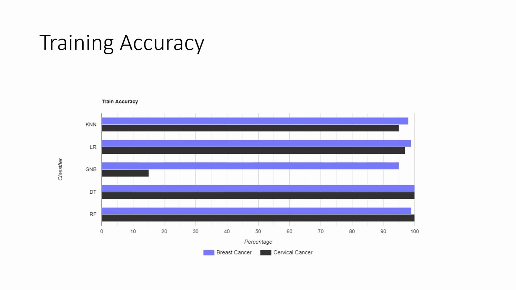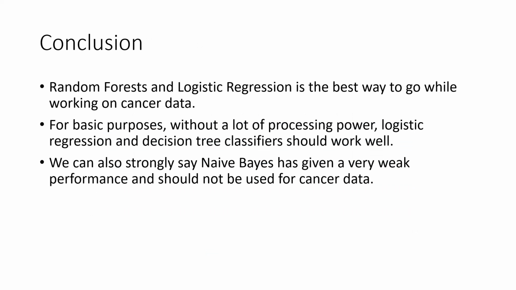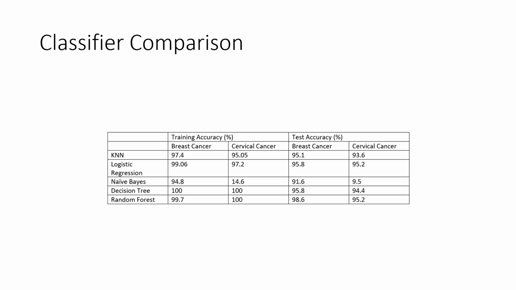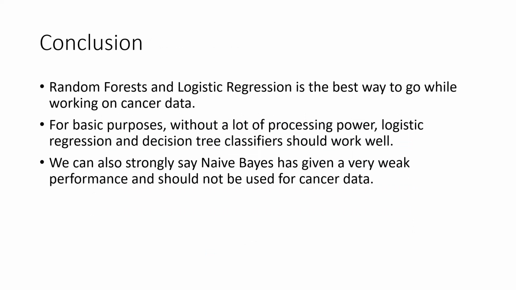So these are my conclusions. Taking from the above data, random forest and logistic regression are the best way to go for cancer data. Random forest works the best, but if we don't have the processing power, logistic regression or decision tree would work fine. We saw that naive Bayes did not do really well on our cervical data, so I don't recommend naive Bayes for cancer data. Random forest and logistic regression should work great.